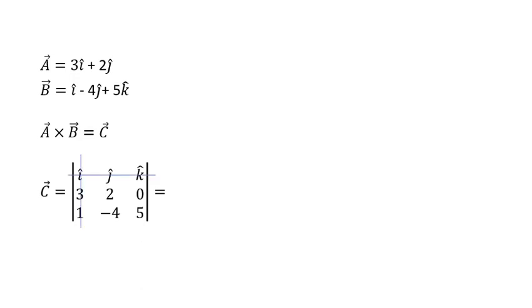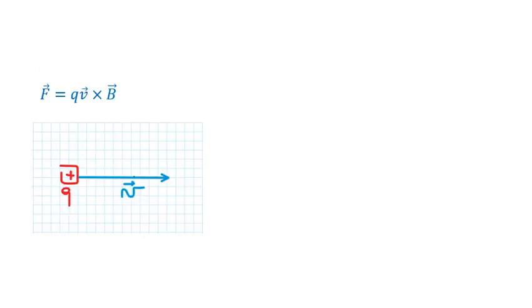Then I cancel in my mind the first row and the first column, and I calculate the determinant of the 2 by 2 matrix. That will give me 10i. For the next part, I cancel in my mind the second column, so that I obtain negative 15j. And for the k component, I cancel the k column, and I have 3 times negative 4, which is negative 12, minus 2 times 1, and overall that is negative 14k.